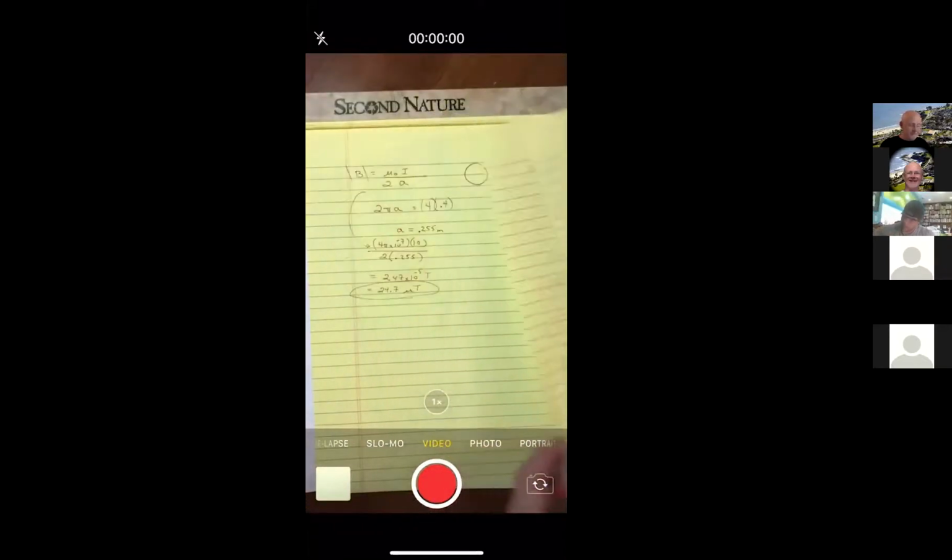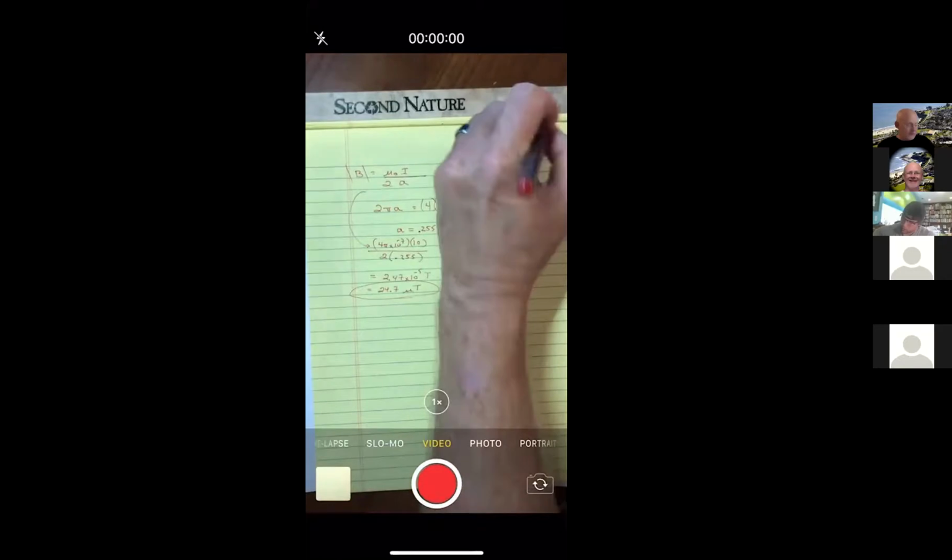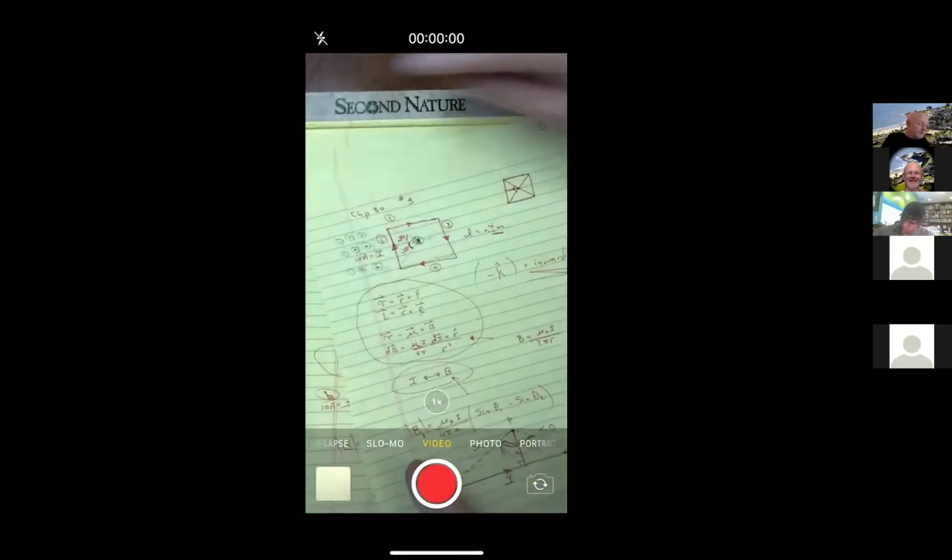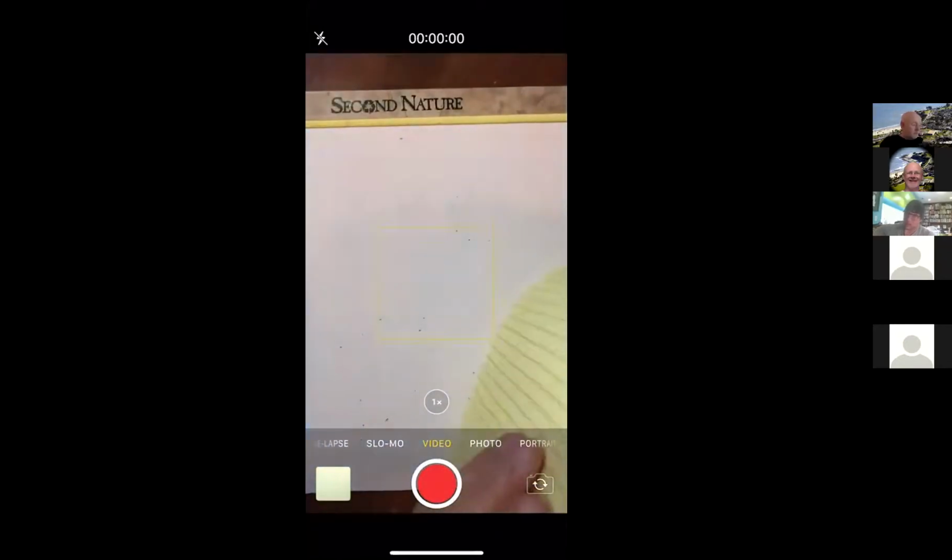Thank you for explaining the right-hand rule more. I was a little bit confused on that, but that helped a lot.